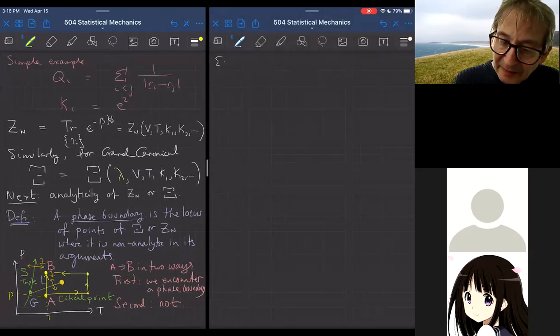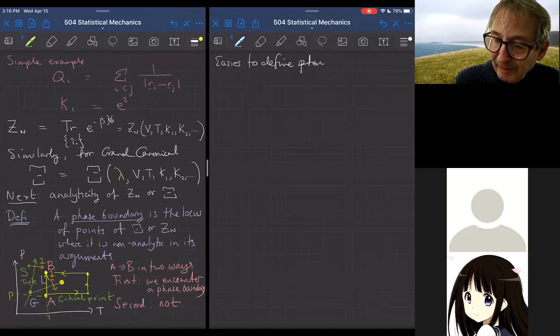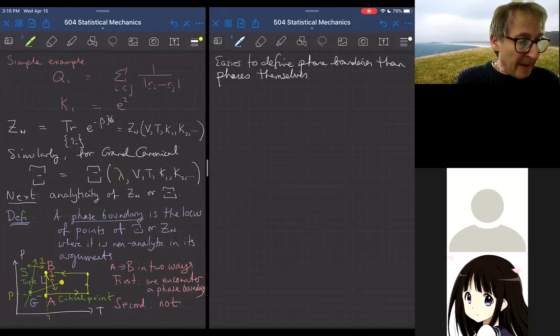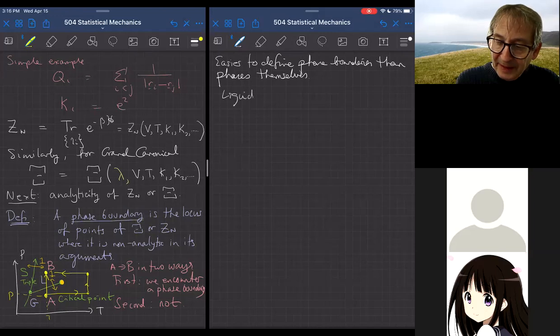So it's easier to define phase boundaries than phases themselves. So phases don't really exist. So we think that liquid and gas are just basically fluids.